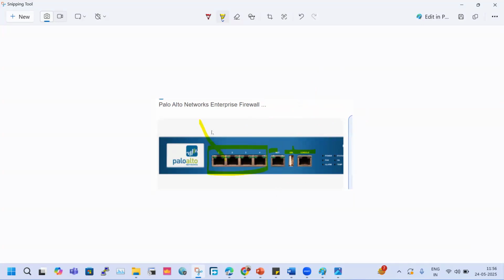You can use it in WAN, you can use it in LAN, you can use it in DMZ, according to your need, according to your configuration. That we will see tomorrow in a lab.